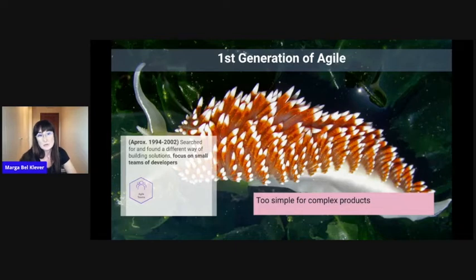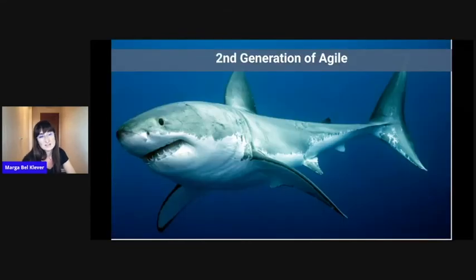But what happens when you need to develop more complex products? In that case, we need more coordination. So it's like in an organism, we need coordination between cells. In that case, focusing only on teams is not enough, and we need to adapt and adjust the way they are communicating. So for that reason, we evolved to the second generation of Agile.